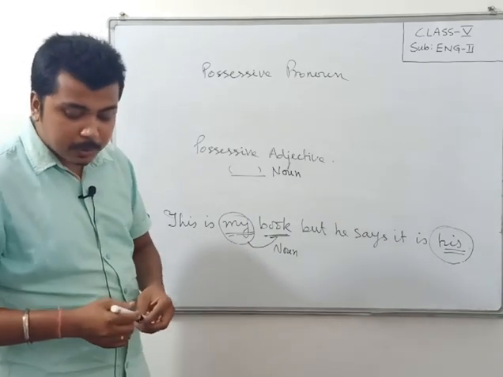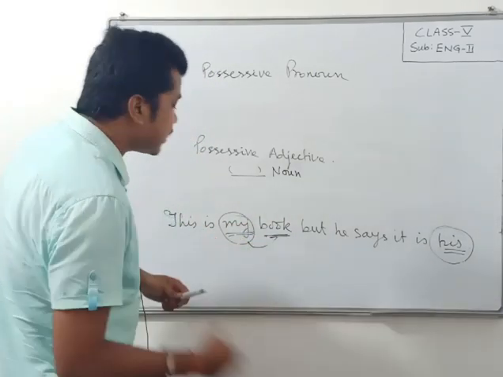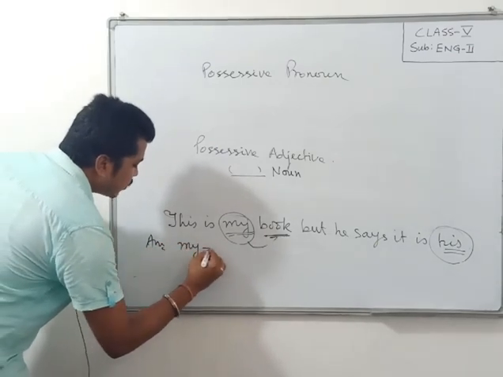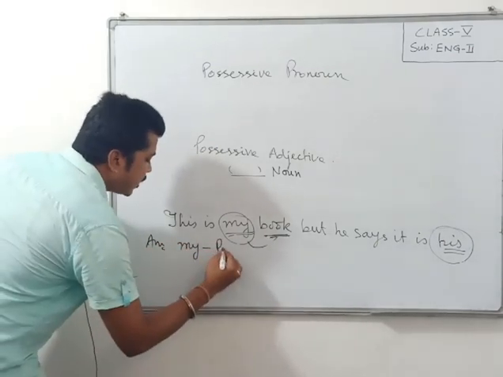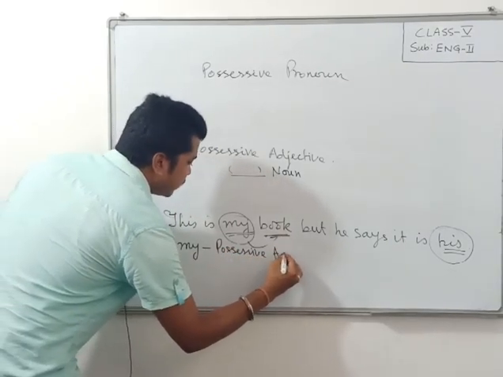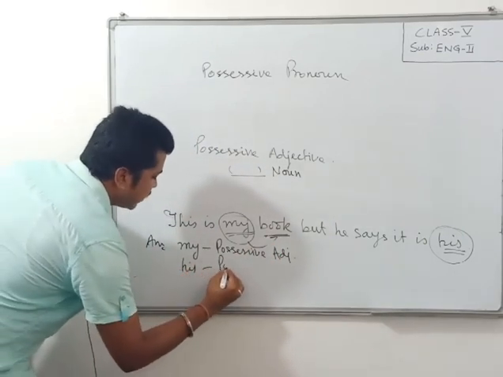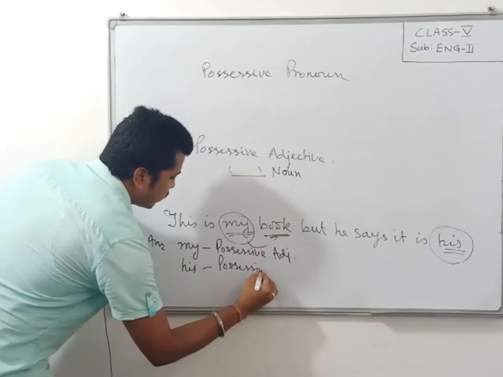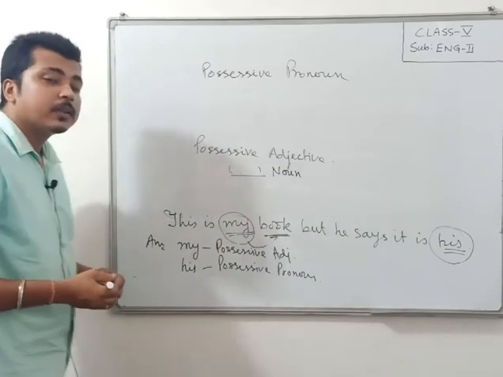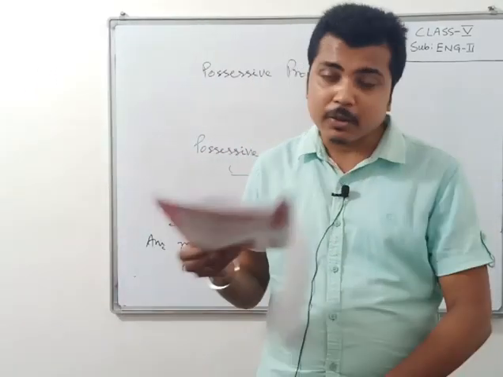Okay, so number 1, how will you write the answer? This is the question, but to write the answer you have to write it in this way. The pronoun highlighted in the question, my. So my will be what? Possessive adjective. Okay, and his will be what? Possessive pronoun. You have to answer it in this way. Is it clear?